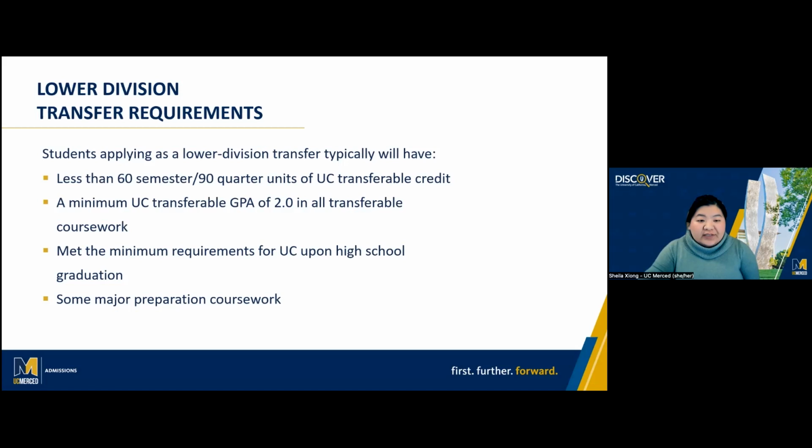and lower division transfer students will have met the minimum requirements for UC upon high school graduation. This includes a 3.0 high school GPA, as well as completion of the A through G requirements. For lower division transfers, some major preparation coursework might be required.